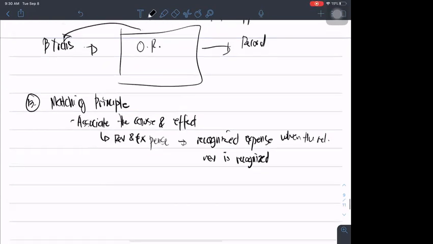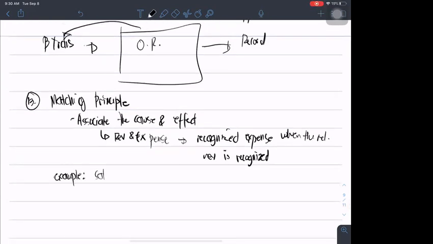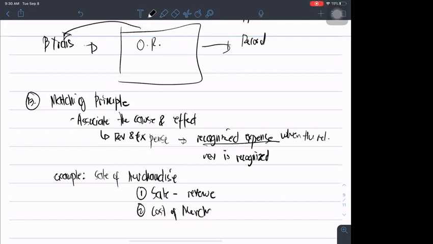So example, sale of merchandise. We first recognize the sale. This is the revenue. Next, we also recognize the expense. That is the cost of merchandise. That is the expense. So cause and effect. So the cause is the sale. The effect, you need to record also the expense, which is the cost of merchandise. So, matching principle.